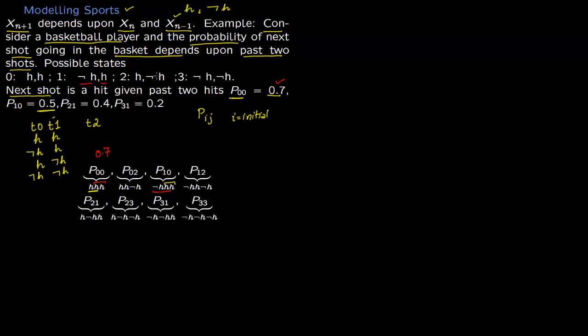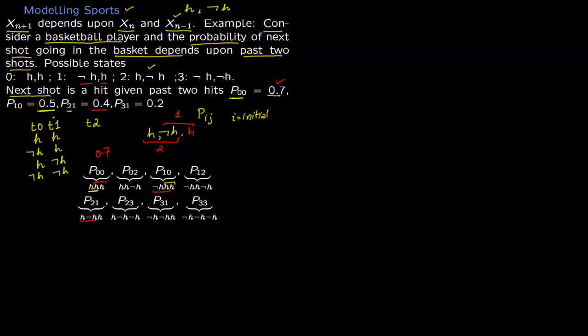P21 means 2 is head, not head. So first focus on 2. 2 is head, not head. I'm just copying this down. And then 1 is a not head and a head. So not head is the common one and then you have a head. So P21 is head, not head and a head. This is given to you as 0.4, and P31 is 0.2.